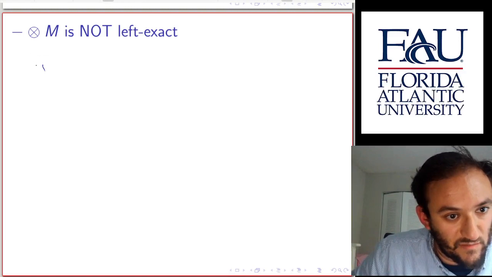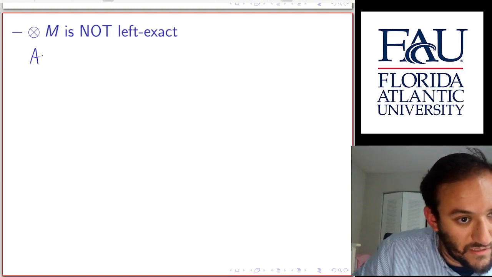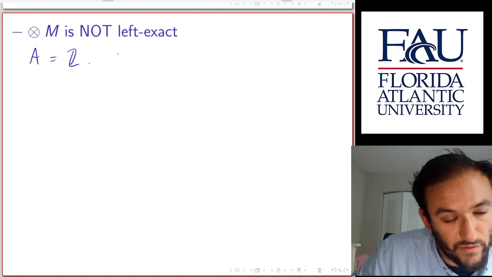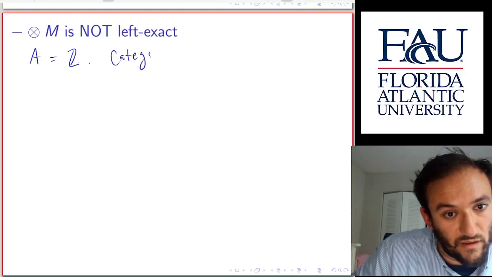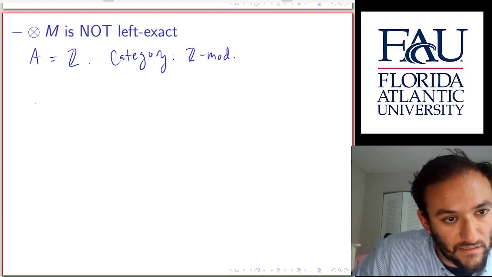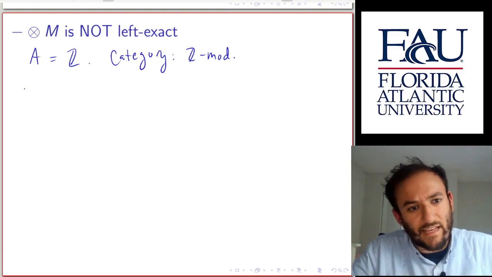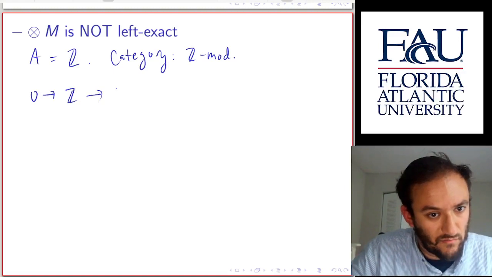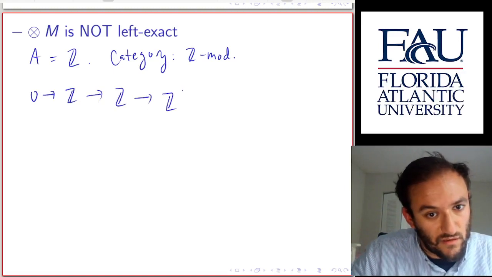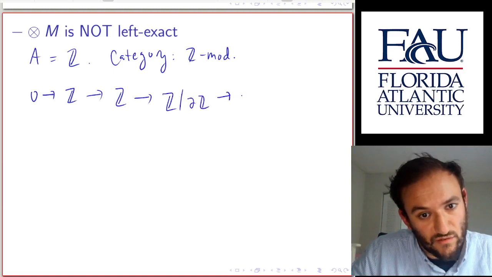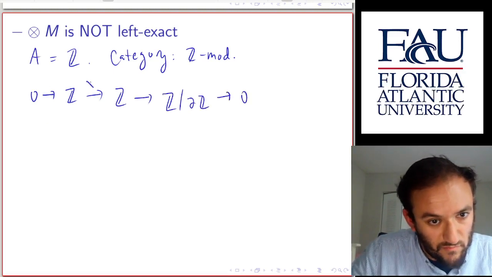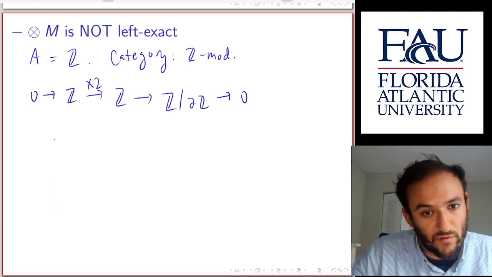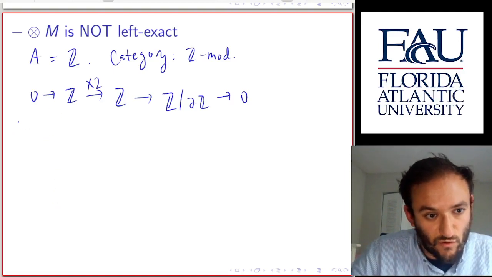So we're going to take A to be Z, and now we're in the category of Z modules. And we're going to take the following exact sequence. We have 0 maps to Z, maps to Z, maps to Z mod 2Z, maps to 0. So the map here is going to be the multiplication by 2 map. Now consider what happens when we tensor over Z with Z mod 2Z.